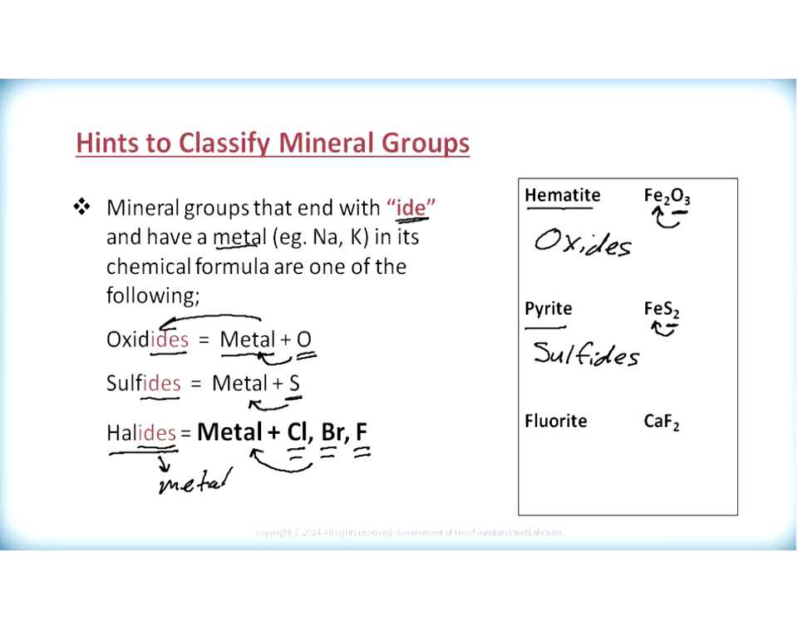In the third example, we have a mineral called fluorite. Again, when we look at the chemical formula, we do not see any oxygen group, but in this case we do see fluorine. And fluorine is one of the halides. In front of the fluorine is calcium, which is a metal. Therefore, we have a metal plus fluorine, which tells us fluorite belongs to the mineral group halides.